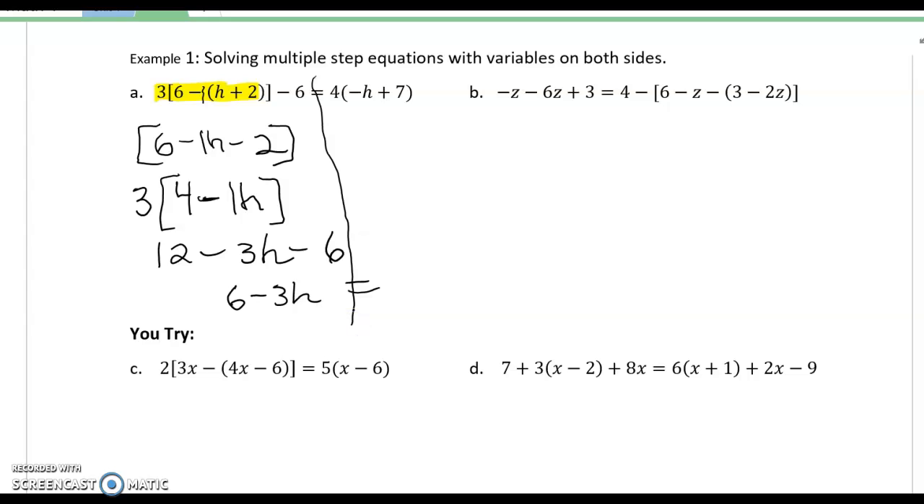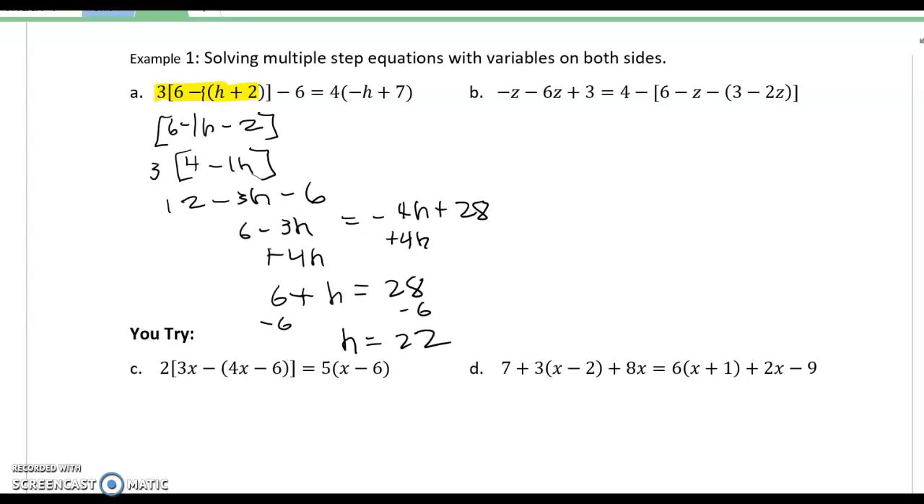I'm going to go ahead and simplify the right side. Let me distribute that 4 through. So I got negative 4h plus 28. All right, so now that both sides are completely simplified, I'm going to go ahead and solve for h. All right, so we solve for h. We get h is equal to 22.